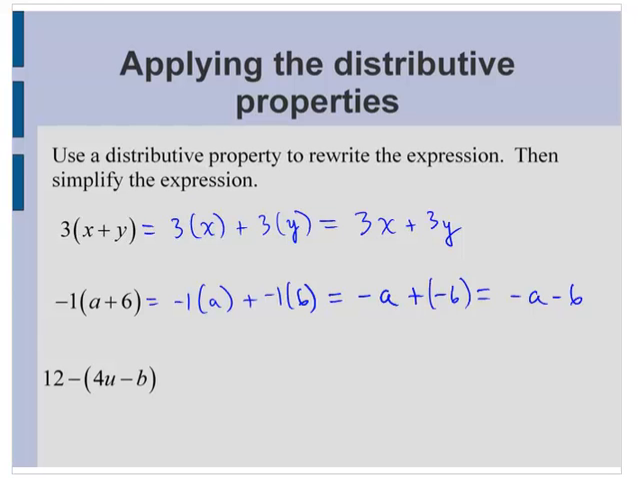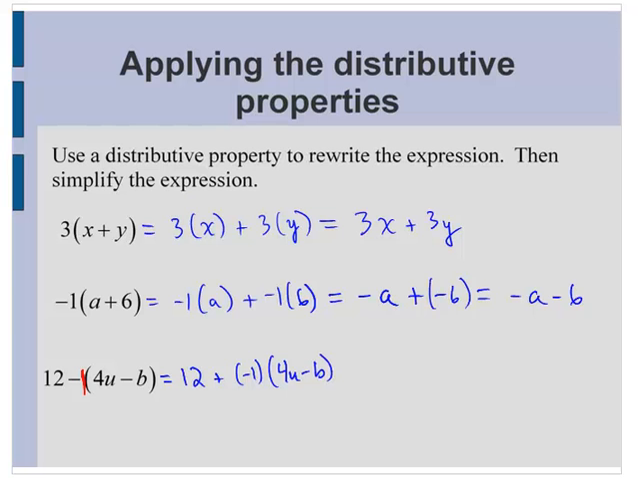"12 subtract the quantity 4u minus b." Now here, even though it's not written, it is understood that there's a 1 in between that subtraction and the quantity. And so what we're doing is we're subtracting 1 times the 4u minus b. So this is the same as 12 plus negative 1 times 4u minus b.